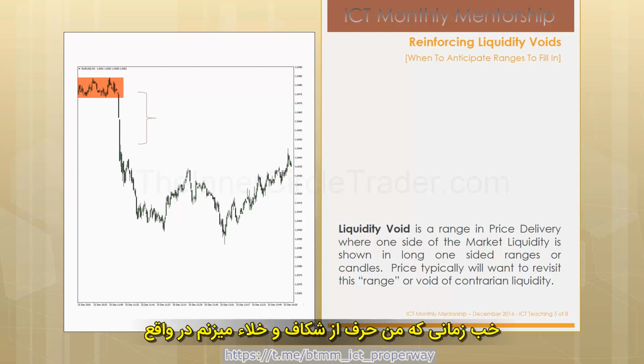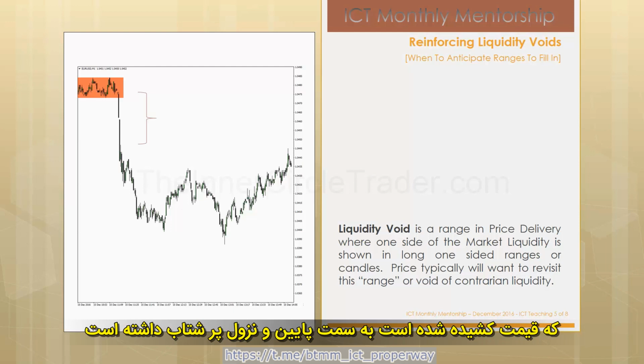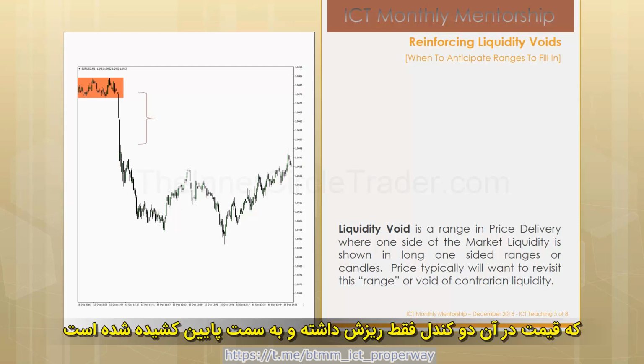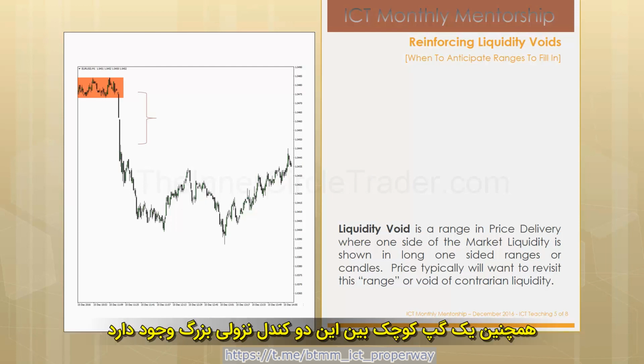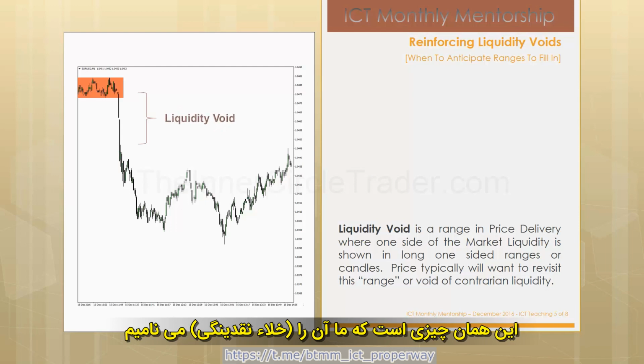Now, when I say void, what am I specifically looking at and referring to? It's this small little area of price action where it was only delivered on the downside. We have long-bodied candles where price has only been delivered on the downside, and it has a small little gap in between the 2 biggest down candles. This is what we framed as a liquidity void.